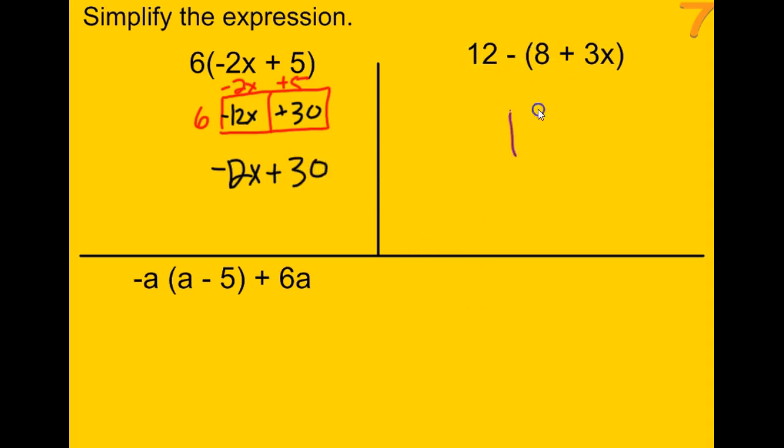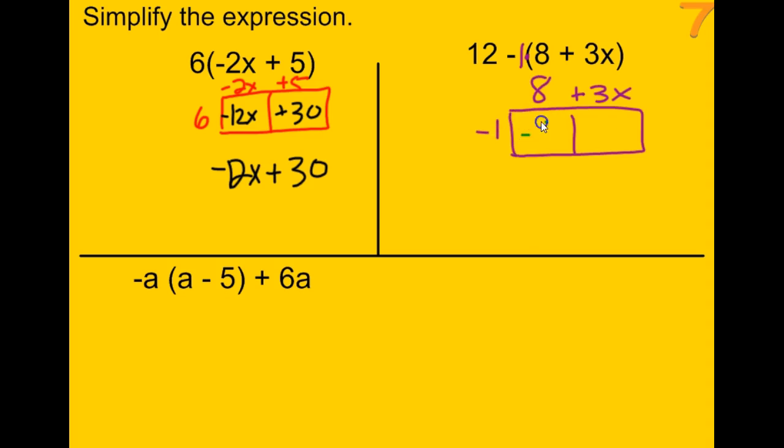Over here, this one, we know to draw a box as well. On the top we have 8 plus 3x. There's really not a number here. You cannot make this a negative 12. You cannot do that. This is really a negative 1 that's multiplied. The 12 we'll just have to add on to the end.